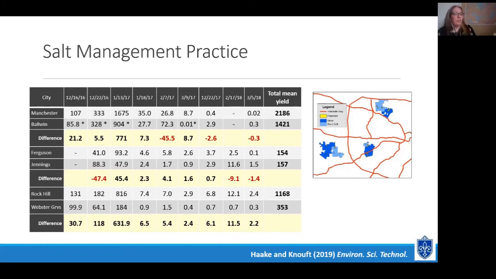All right, and then looking at the third pair, Webster Groves and Rock Hill, Webster Groves using brine, and in every storm event, they end up using less salt than their paired city.